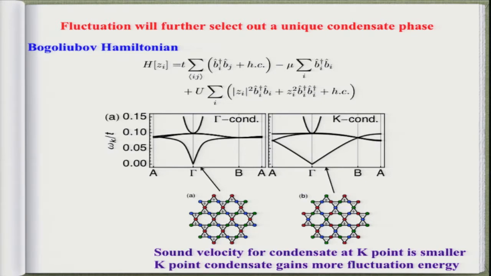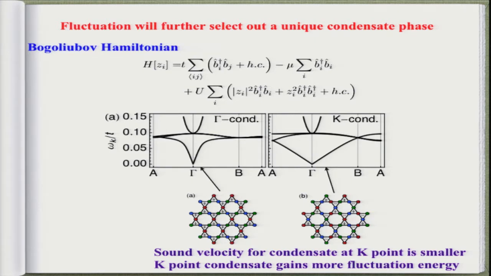So we are going to look at the excitations on top of different kinds of condensate. And you will find here, for the condensate at the gamma point, the Bogoliubov phonon mode has a larger velocity. And here, it has a smaller velocity.